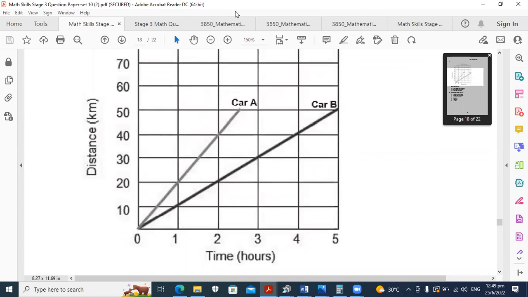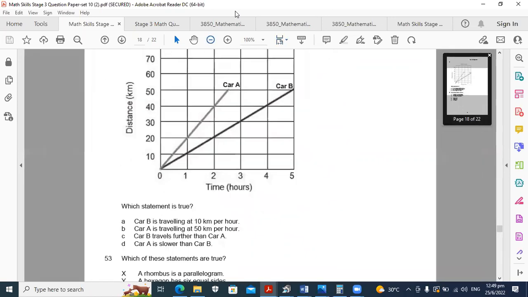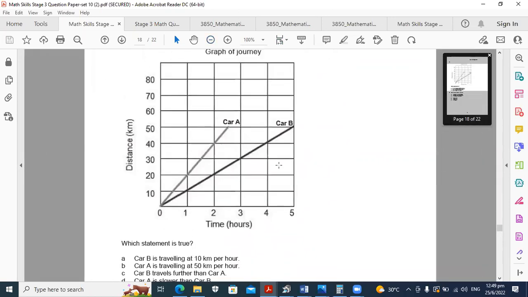All right, here's another speed time graph. See if you can figure this one out for me.